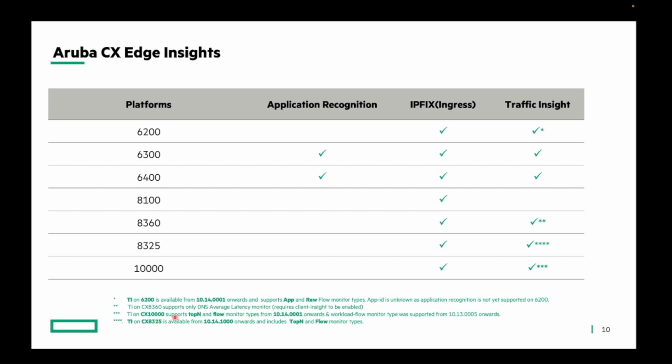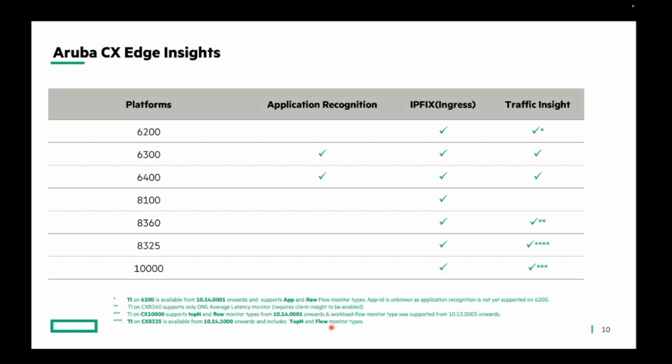It's been there. TI on CX 10,000 supports top-N and flow monitor types from 10.14.001, which is new, right? Onwards, and workload flow monitor type was supported from 10.13.0.0.05 onwards on CX10K. And TI on CX8325 is available from 10.14.100 software onwards and includes top N and flow monitor types. These are the two which are present on 8325s. I hope this particular slide gives clear understanding of where we are at with respect to release support as of today.